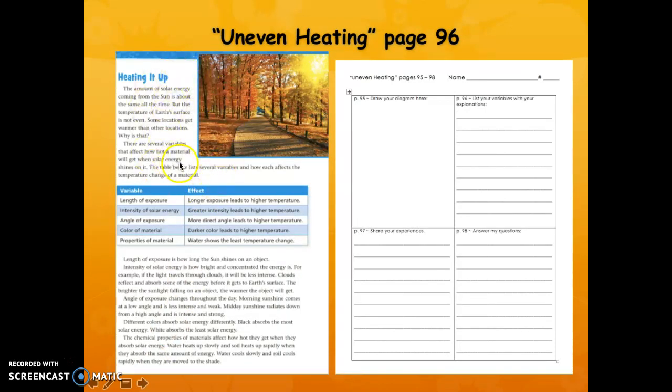This page is talking about some variables. So take a minute to read just this top part and then stop when you get to the table. You can stop the video and do that now.